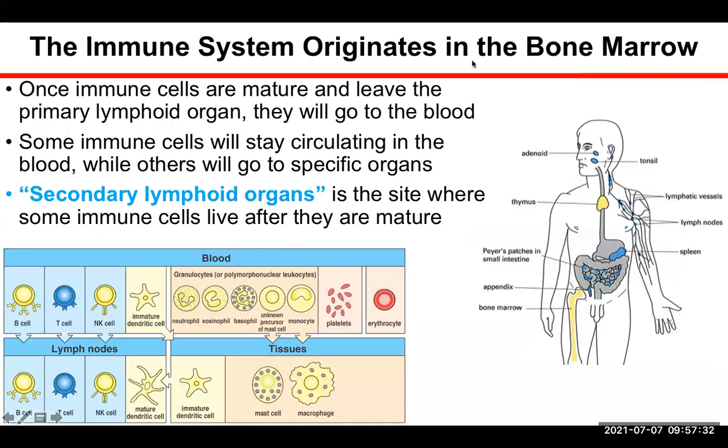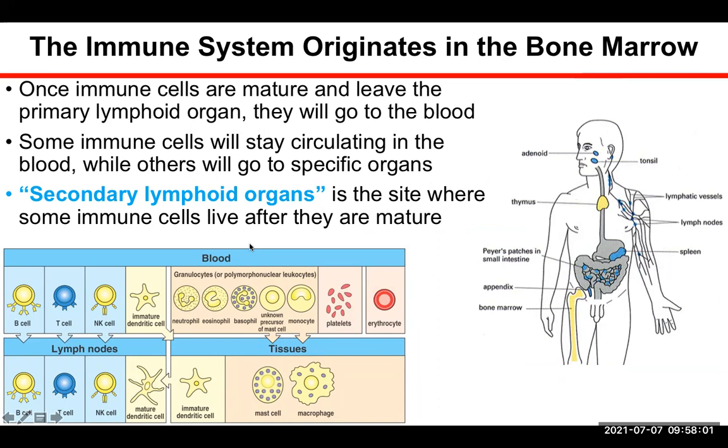And so kind of going off of that, once your immune cells are mature, they're going to end up leaving into the blood. And your T cells are going to circulate and then end up in the thymus. If they're some kind of innate immune cells, such as a neutrophil, eosinophil, basophil, or monocyte, they're going to end up circulating throughout the blood to look for foreign invaders.